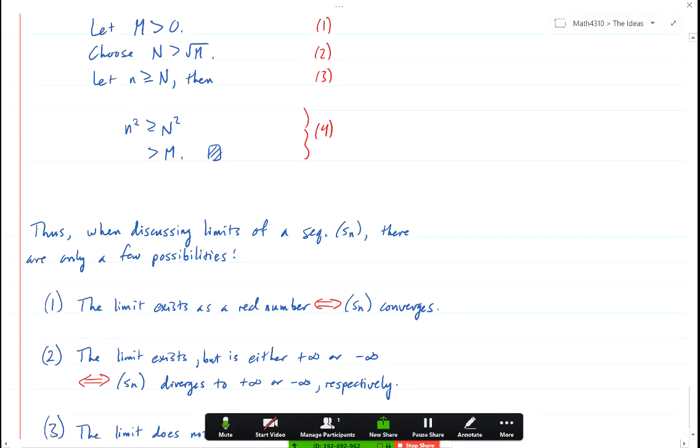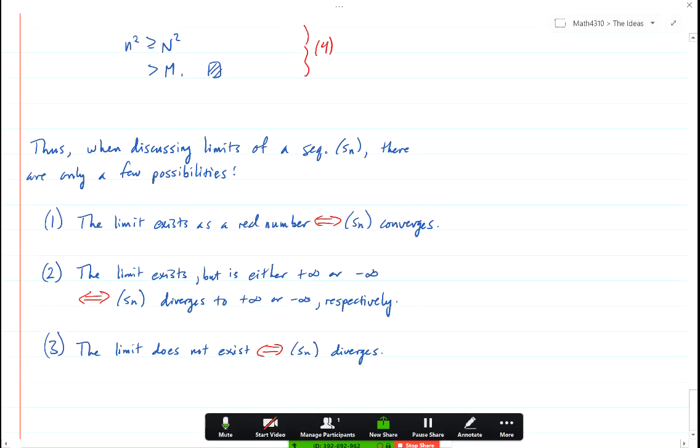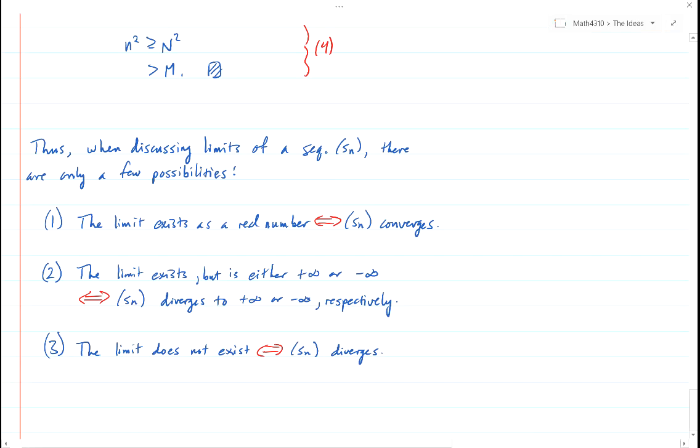So, concluding remarks. When discussing limits of a sequence Sn, there are only 3 possibilities. The limit exists as a real number if and only if, this goes both ways, if and only if the sequence Sn converges. So if the sequence Sn converges, that means the limit exists as a real number. If the limit of the sequence exists as a real number, the sequence converges, right? It's the only thing that means.